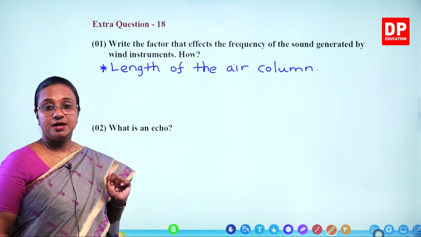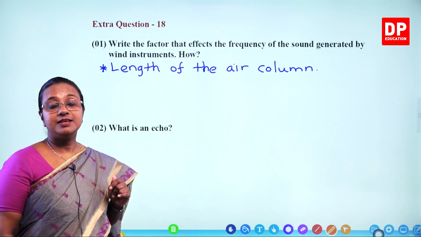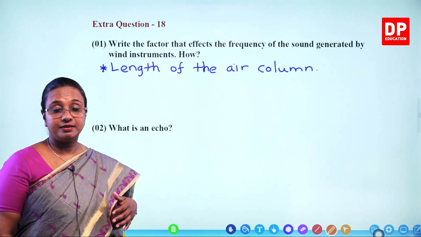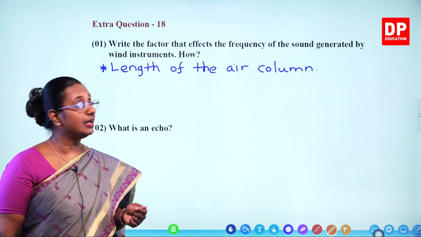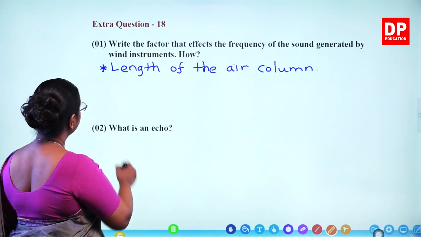And how? When the length increases, the frequency decreases. And when the length decreases, the frequency increases. That is what we have to write here.